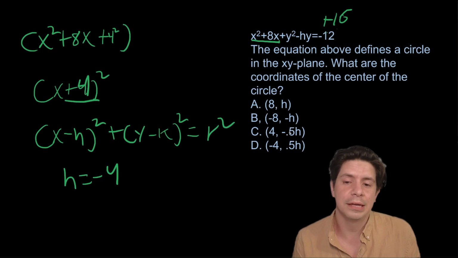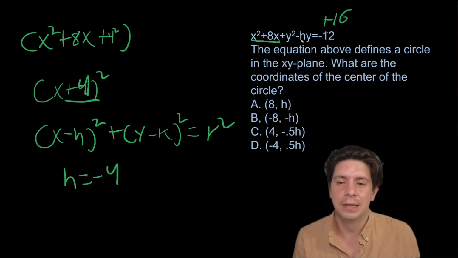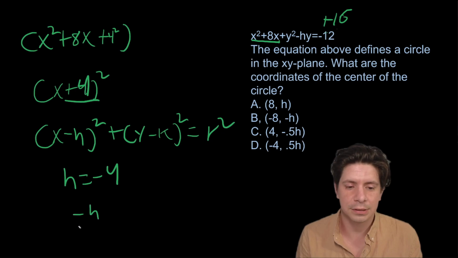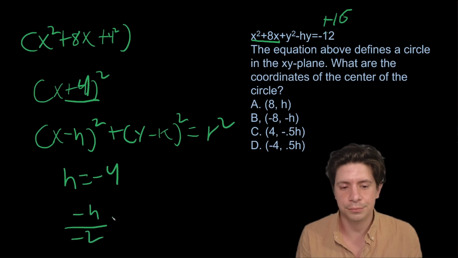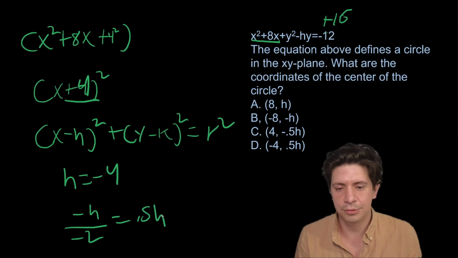But now think about the h as well. The h is negative h. We would just do negative of half of that. So it would be negative h divided by negative 2, and that would give us 0.5h, so it is D.